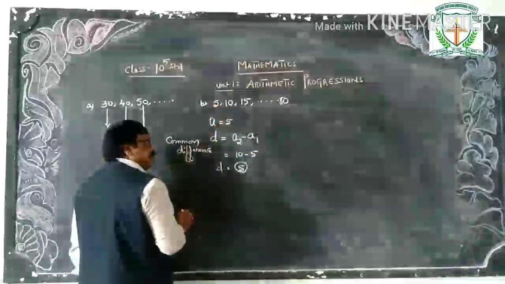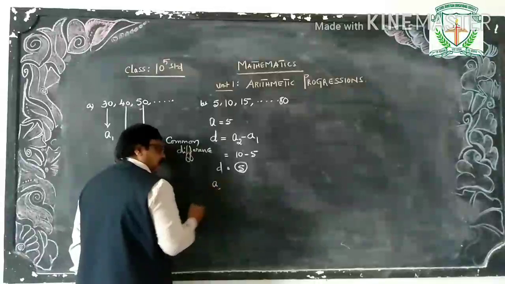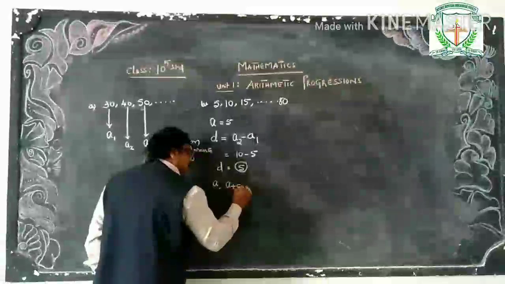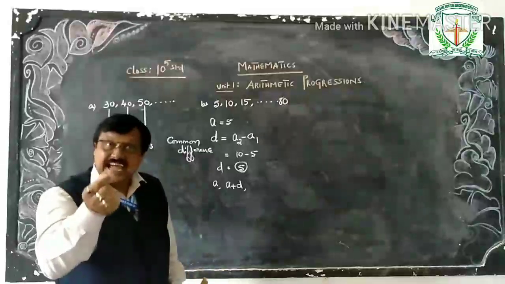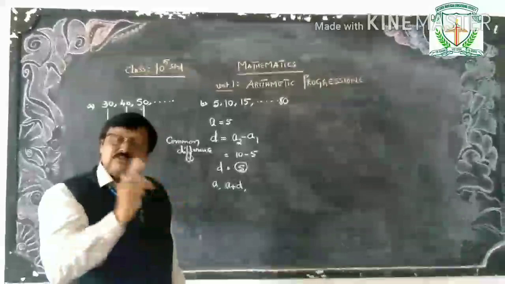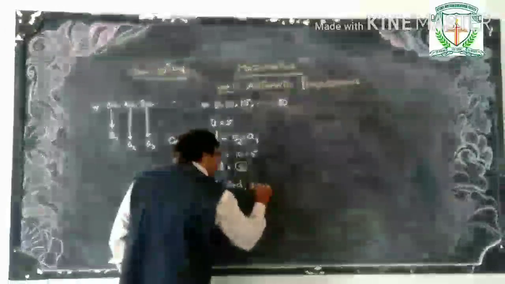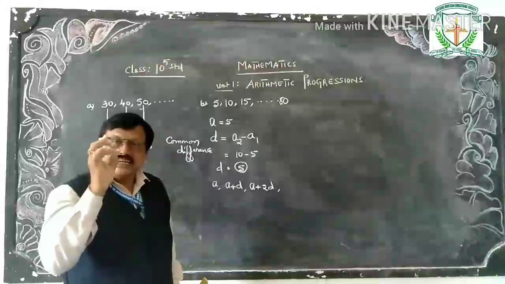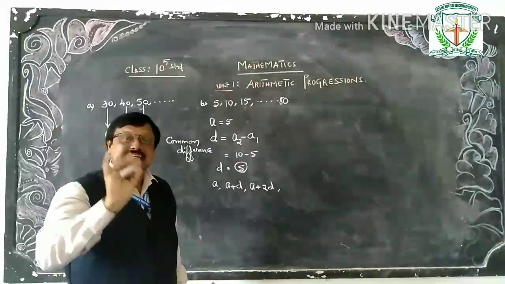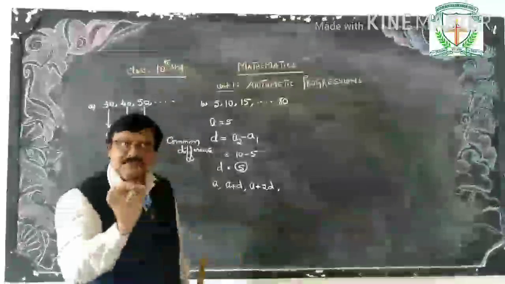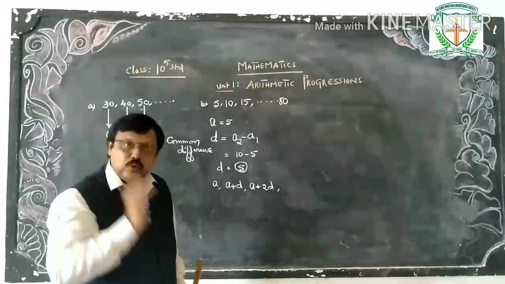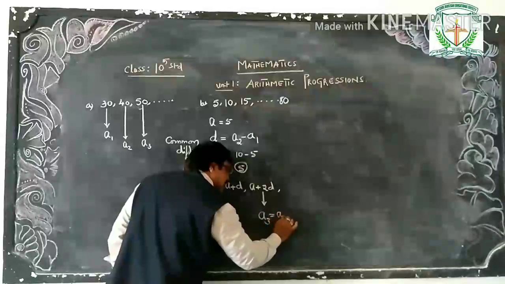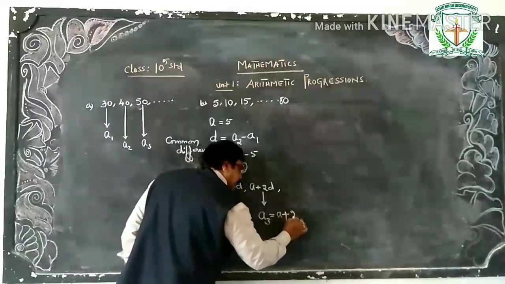Therefore, I can write here, the first term is A. Then D is added to the first term: A plus D. That D is added to the first term twice: that is A plus 2D. A is one term, D, D, two terms. That is called the third term. The third term is A plus 2D. So how can you write this? First term and 2D.